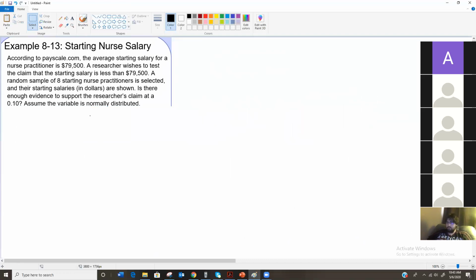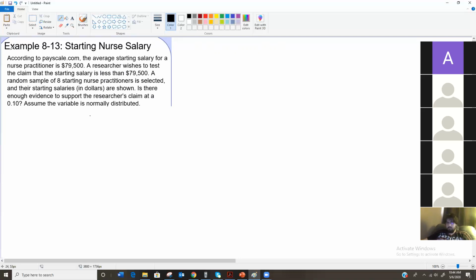And of course, because it's 8.3, we can probably assume it's going to be a Z, but let's try to pick out why it's a Z or a T. So according to payscale.com, the average starting salary for a nurse practitioner is $79,500. A researcher wishes to test the claim that the starting salary is less than $79,500. A random sample of 8 starting nurse practitioners is selected. Is there enough evidence to support the researcher's claim at 0.1?